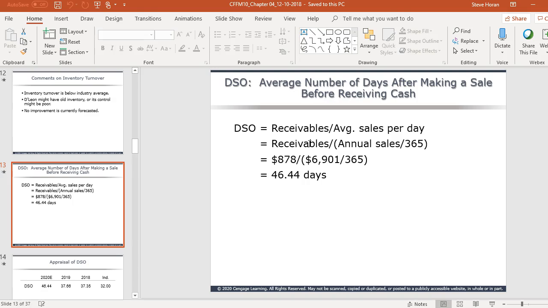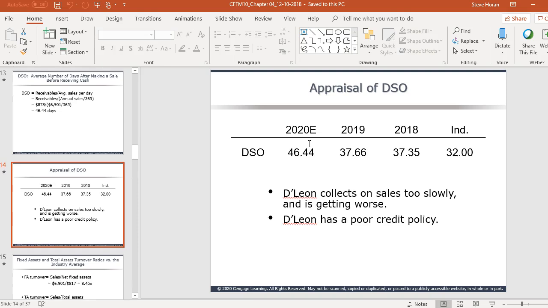Now, we don't know what the credit terms are. The credit terms for most businesses are right around 30 days. So imagine if the credit terms were 30 days and our customers pay us in 46 days, you can see there's a problem there. We want that to be as low as possible. The quicker we get paid, the quicker we can use that cash to pay our bills and so on. So they're showing us the trend, and you can see the trend is not good. It's actually getting worse over the years, and it's significantly higher than the industry average.